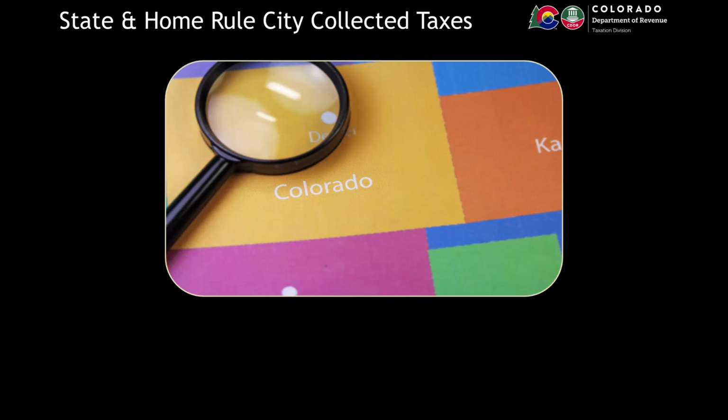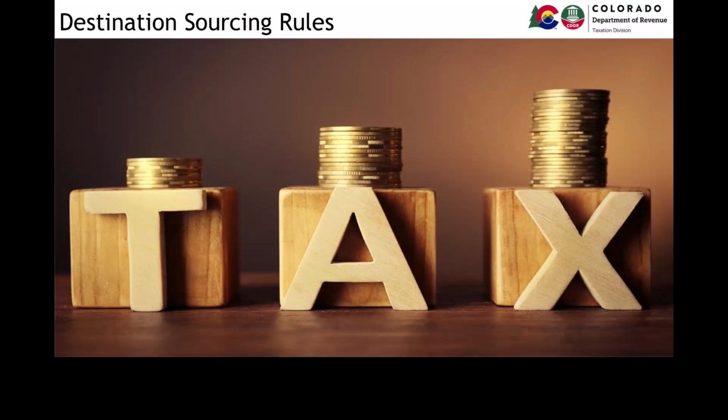Home rule self-collecting jurisdictions are a unique part of Colorado, but they are also often a source of confusion. This is why we'll be starting with the differences between state-collected and self-collecting home rule city sales and use taxes. Please pay close attention. Sales tax is generally calculated based on where the end user of the tangible personal property first takes possession of the taxable product or service. This is called destination sourcing.